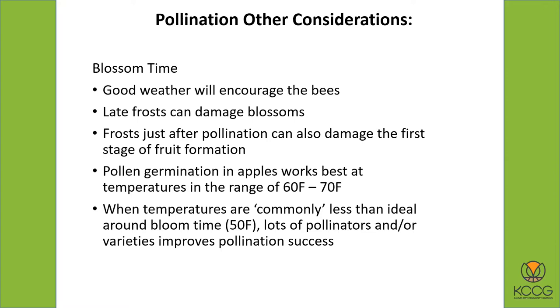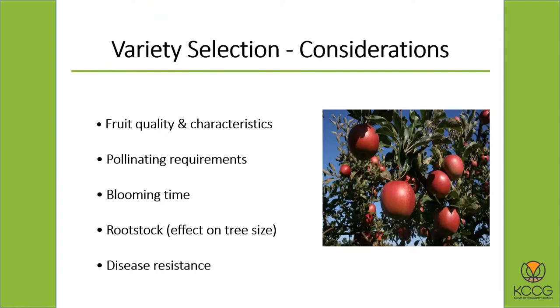So some other considerations with the variety selections, the fruit quality and characteristics. You know, some people like tart apples, some people like sweet apples, some people want apples for processing, et cetera, et cetera. So we'll talk about some of that. We kind of talked about some of the pollination requirements. We'll get into the weeds a little bit more on that. Bloom time, rootstock, and disease resistance. And disease resistance is definitely a big one when we select our fruits here. And all of the fruits that we have for sale through our fruit tree sales have a good disease resistance profile.